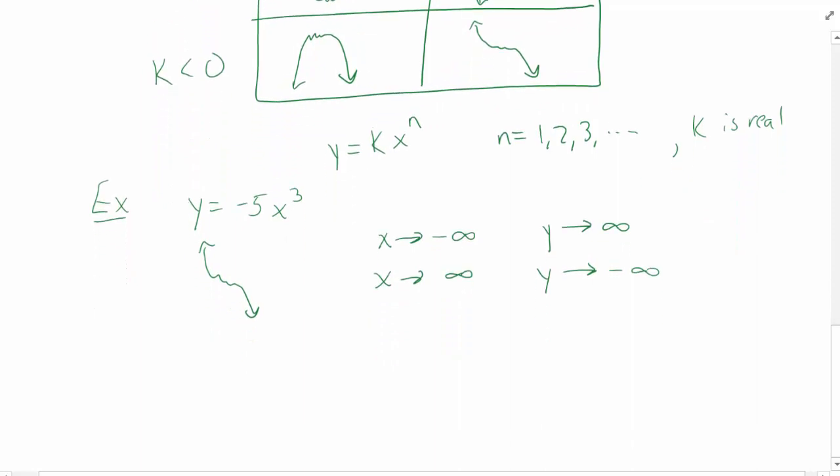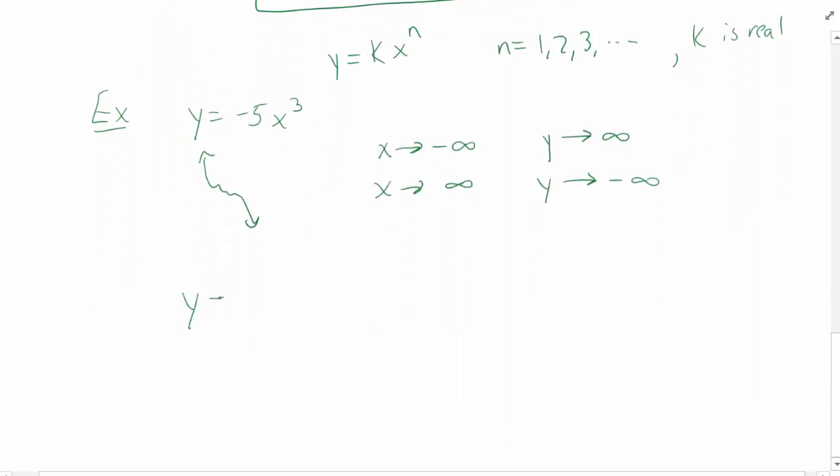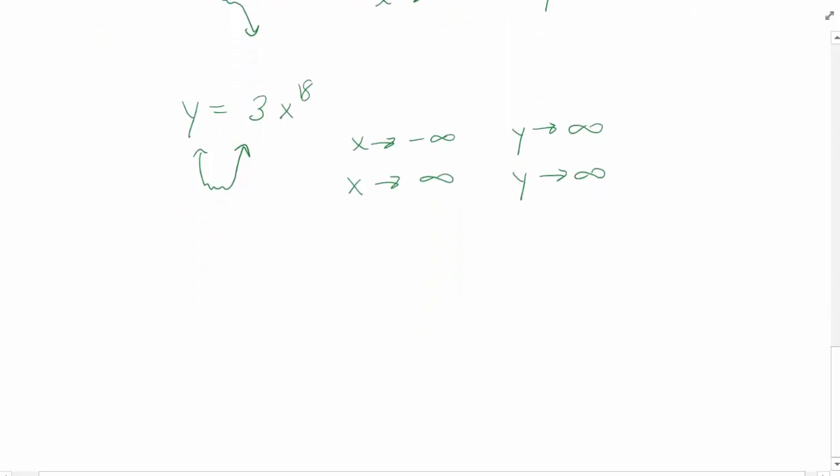Okay, how about y is equal to 3x to the 18th. 18 is even, 3 is positive, so the end behavior is going to be just like x squared, which is up, up. So for the left end behavior, as x approaches negative infinity, y is approaching positive infinity because it's going up, and for the right end behavior, as x approaches positive infinity, y is also going up, so that's positive infinity. Okay, how about one more?